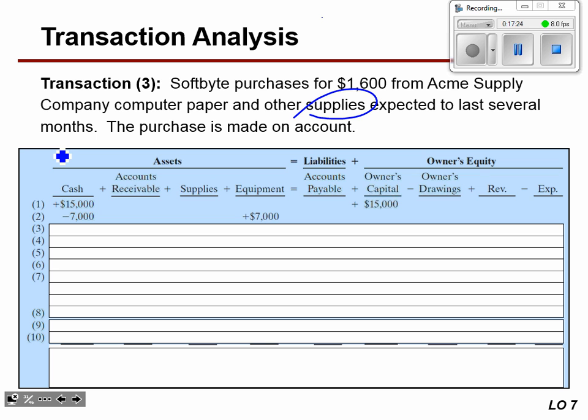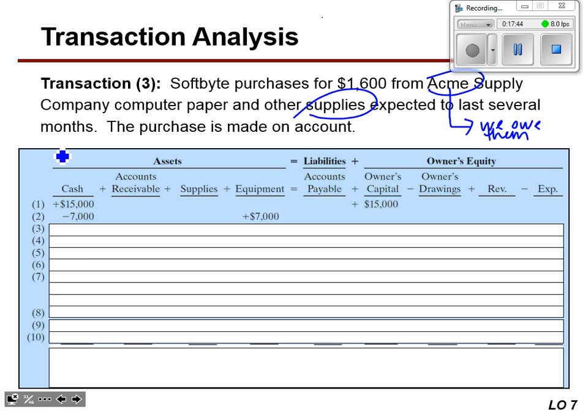Nowhere in there does it say the word payable. Nowhere in there does it say liabilities. But you got to ask yourself, are we using cash to do this? No, we must be charging it. So I'm just going to circle Acme. We owe them.